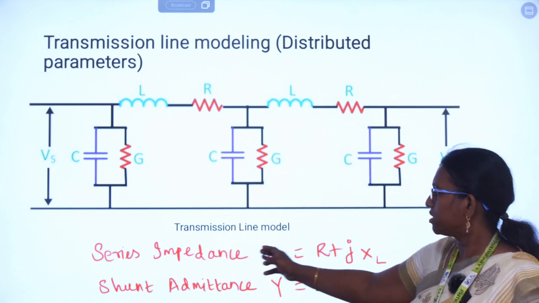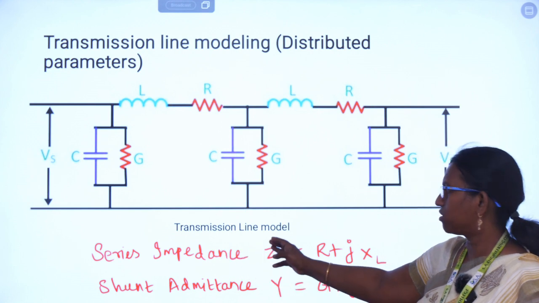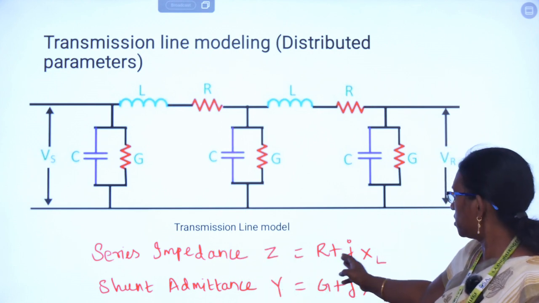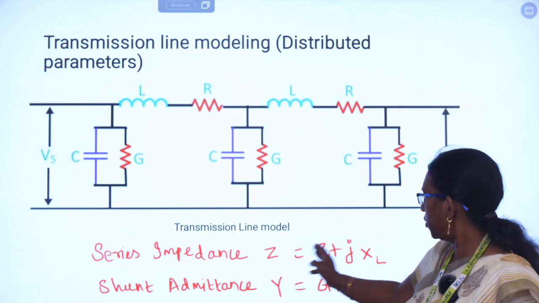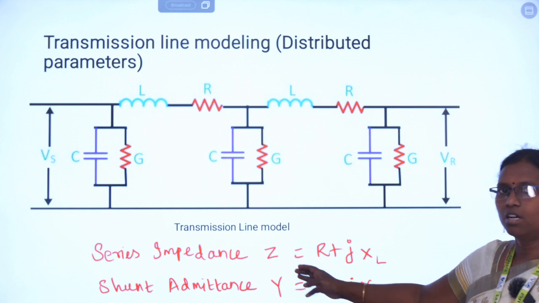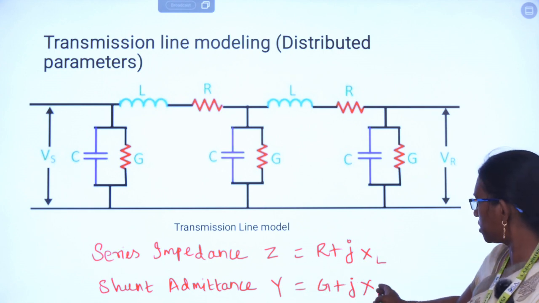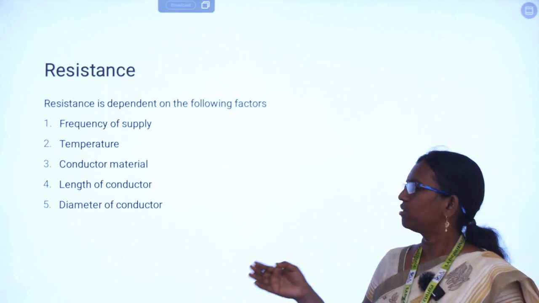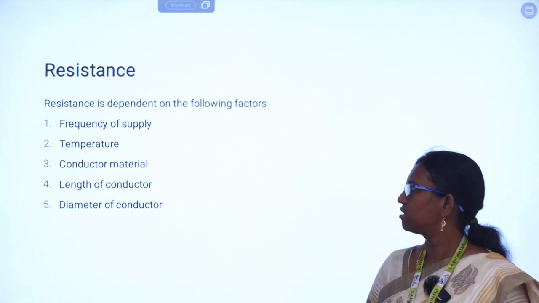And here you can see the series impedance. The series impedance is contributed by the resistance and reactance, especially the inductive reactance, and the shunt admittance is decided by the conductance and the capacitive reactance. We will see one by one what the four different parameters are.